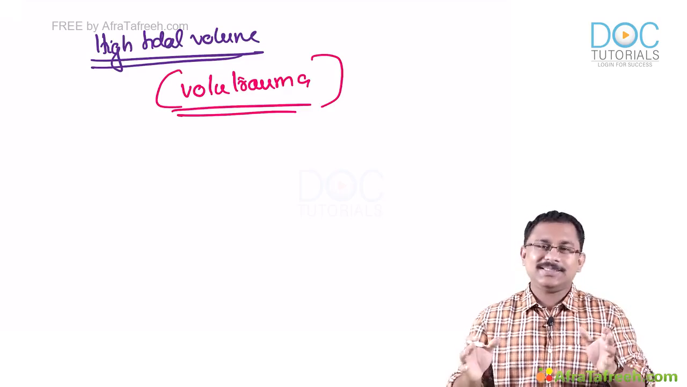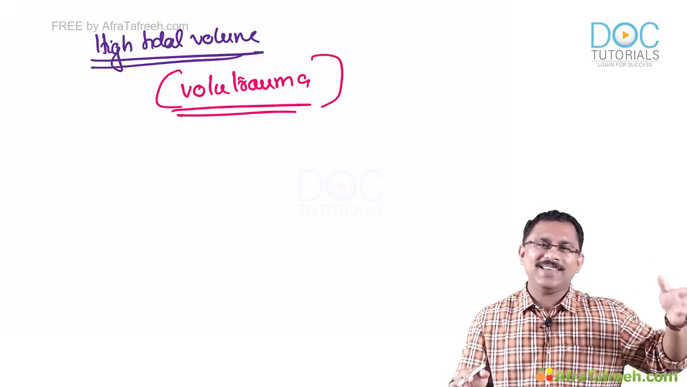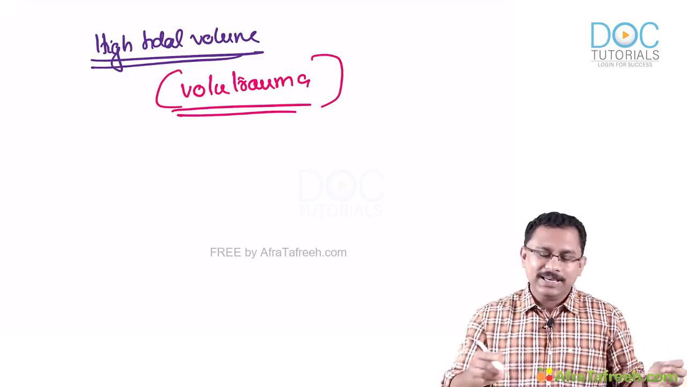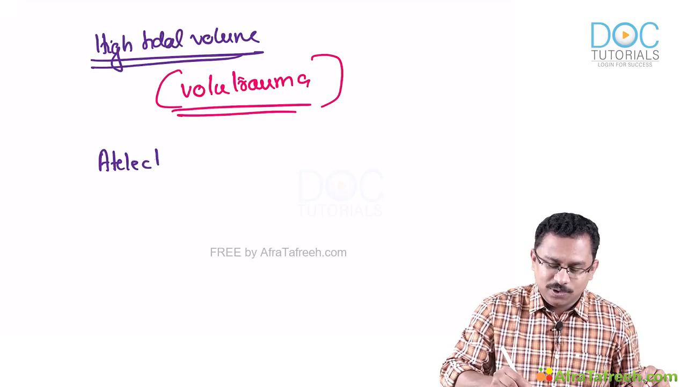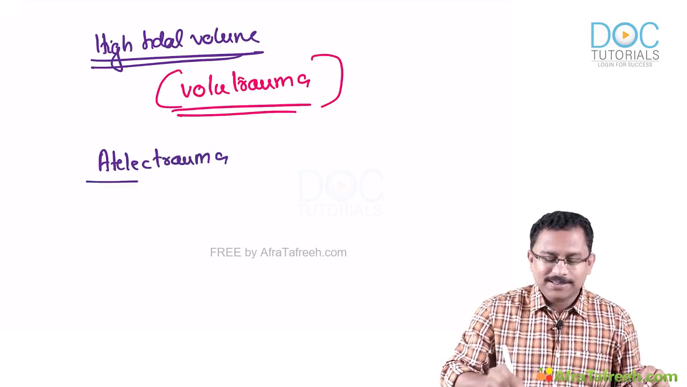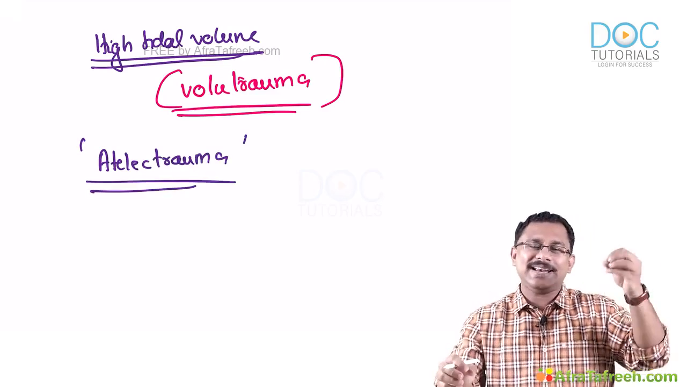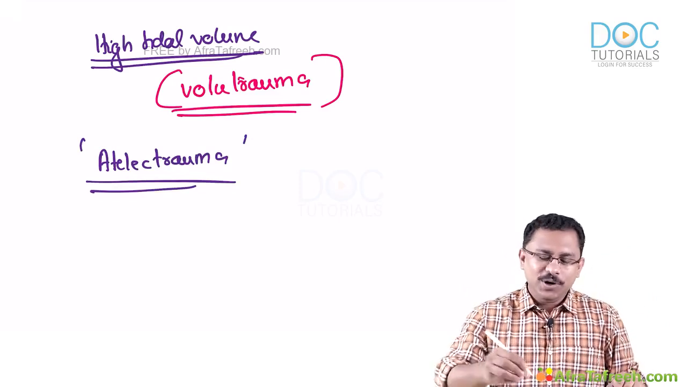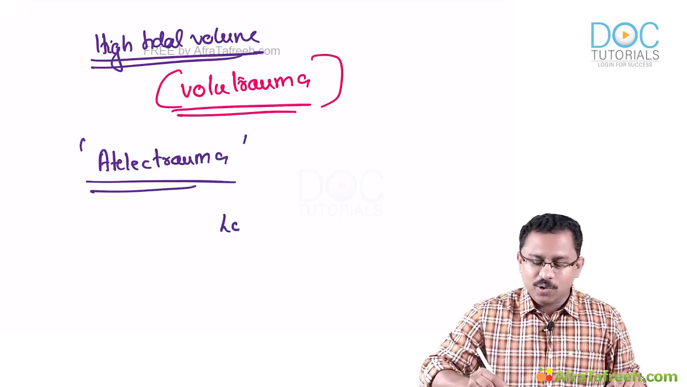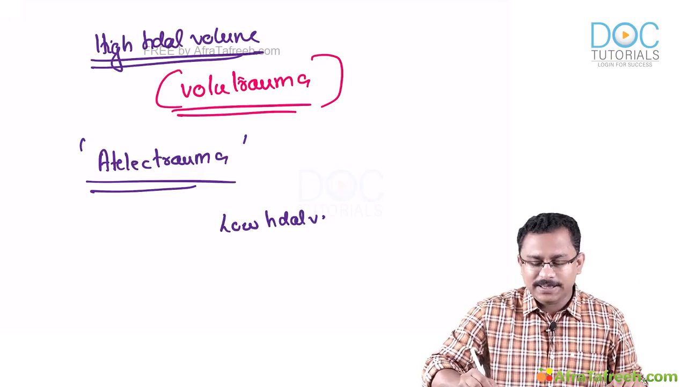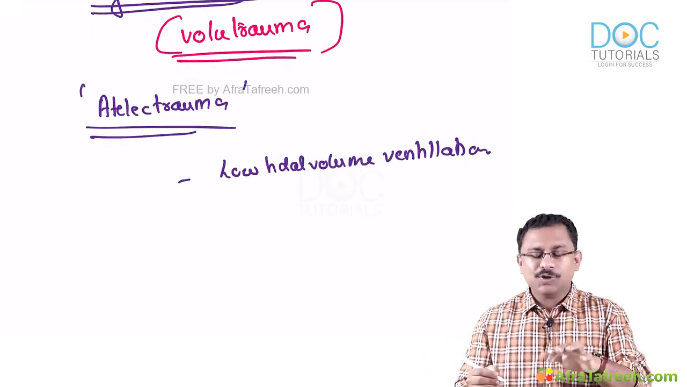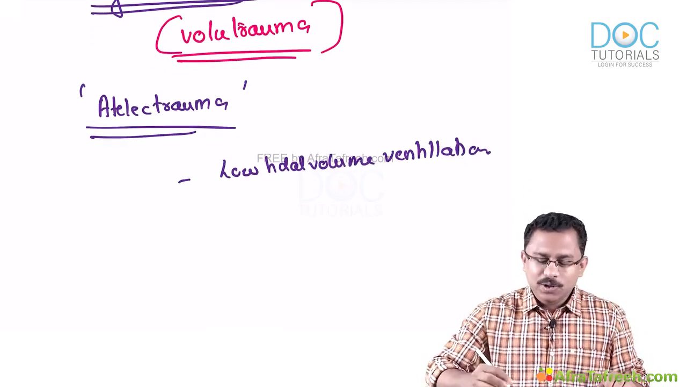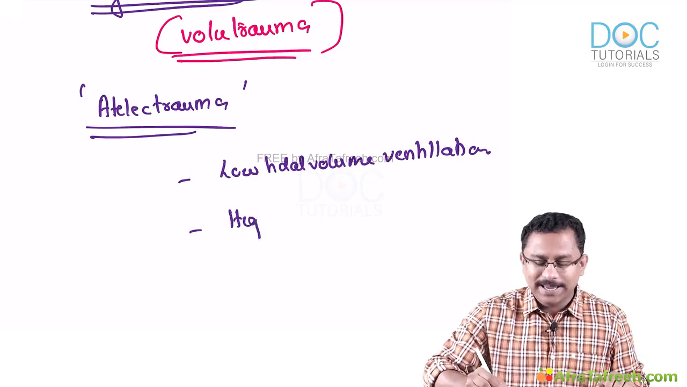On the other hand, there is a problem too. You have the atelectasis, and there is an entity known as atelectrauma. This is the trauma suffered because of atelectasis and collapse of your airway. So you go for low tidal volume ventilation to prevent the volutrauma, and to prevent the atelectrauma, you give the patient a higher PEEP as well.